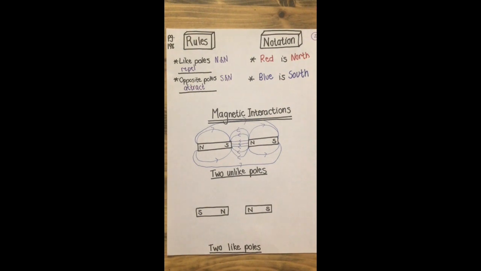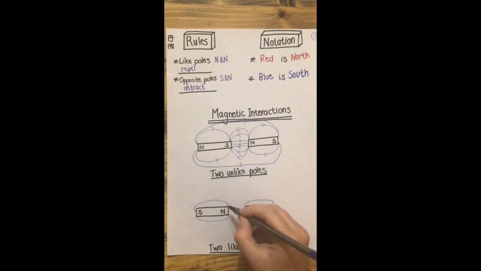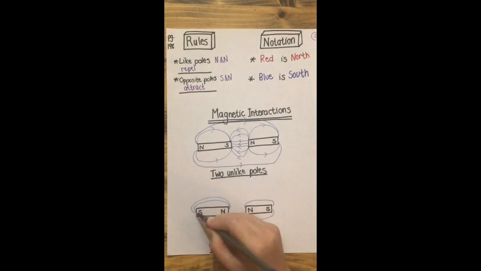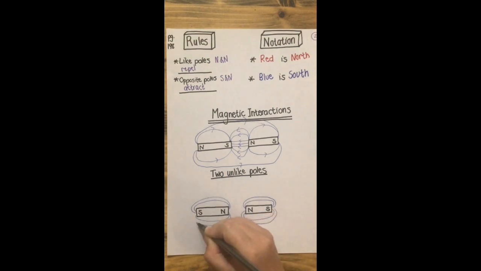When we start looking at like poles, you will see that the north to north interaction will not be happening. The magnetic fields will be deflected as soon as possible. So the magnetic fields here will not interact with each other. They will be repelled. So you will not have any of those parallel lines. They will be repelled as quickly as possible, flattening the magnetic field within that space and moving towards the south.